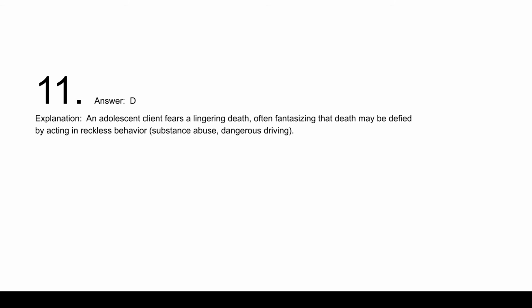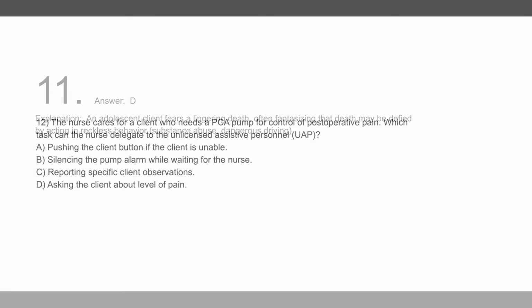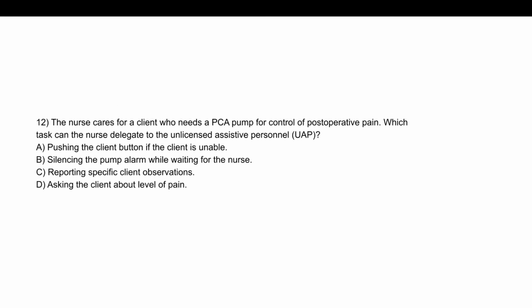Option C. Reporting specific client observations. Option D. Asking the client about level of pain. And the correct answer is C. The nurse may delegate the UAP to report specific client observations, such as reporting inadequate pain control. Pushing the client's PCA button is administering an intravenous medication and is a task for the nurse only. The UAP should not silence the PCA pump or determine the client's pain level because these involve assessment of the client's clinical situation and should not be performed by unlicensed personnel.